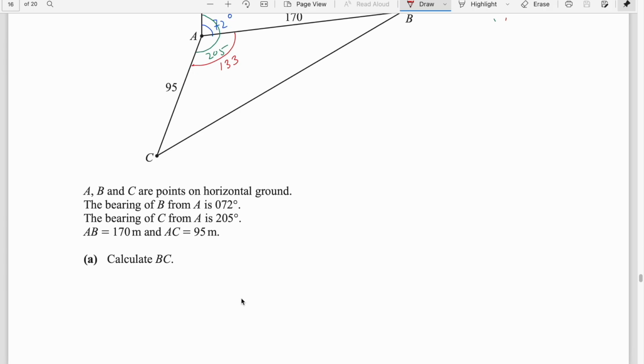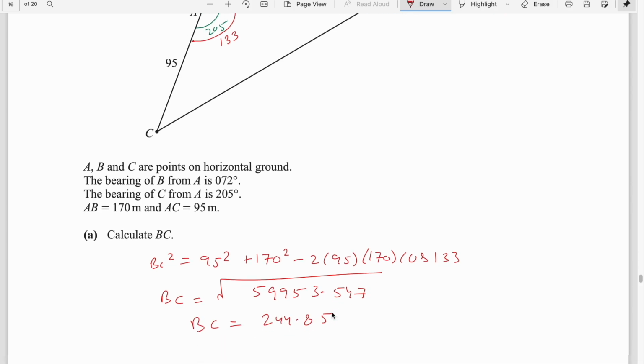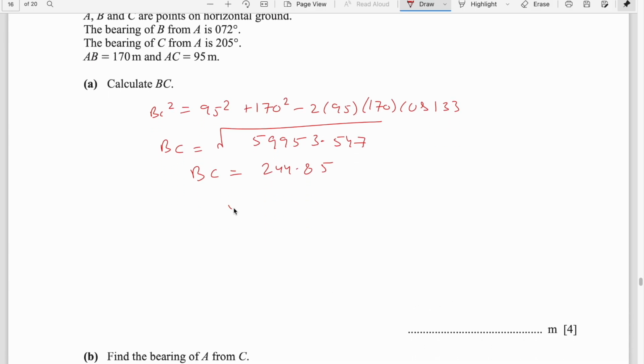Calculate BC. So I'm calculating BC using the cosine rule. BC squared is equal to 95 squared plus 170 squared minus 2 into 95 into 170 into cos of 133, and BC is equal to the square root of 59953.547. BC is equal to 244.85, which is approximately equal to 245.